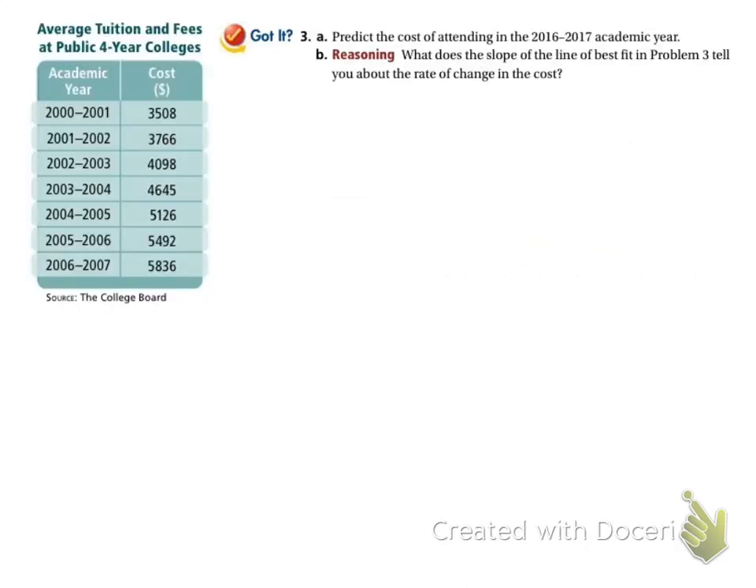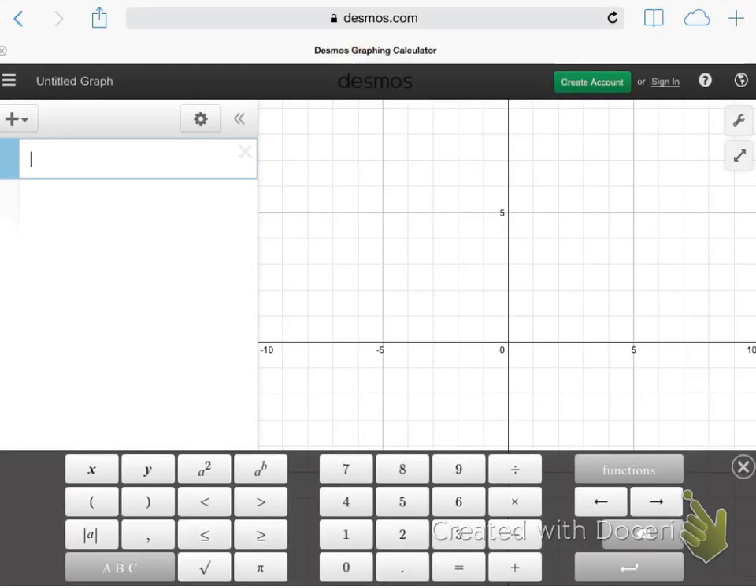So we've got a problem to try. If we had just regular years over here, you could plug those in. Since they're ranges, we're just going to rewrite this as 1, 2, 3, 4, 5, 6, 7. So I'm going to show you how to enter this data and get your line of best fit using the website Desmos. So here's what Desmos looks like.